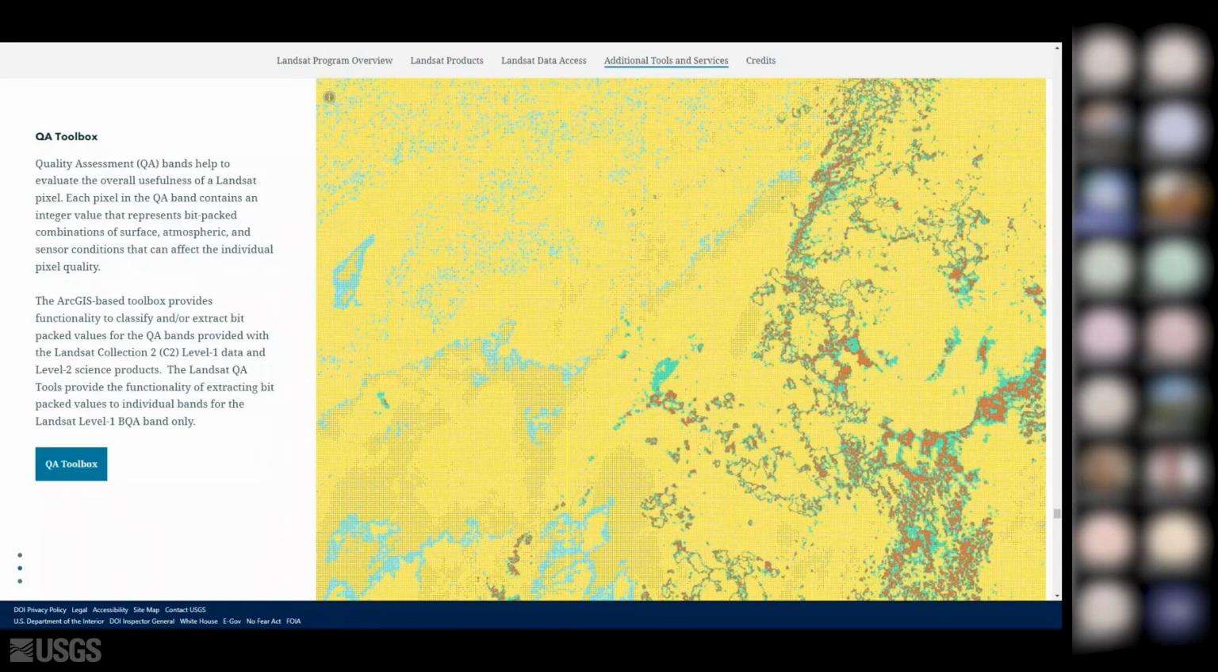Then we have the extract tool. It also does exactly just that. It extracts all the unique values and classifies them individually as defined by you. So you choose what bits and what quality assessments you want to specifically look at, and then it will output those individual layers for those pixels. So you can choose whatever ones you would like to see.